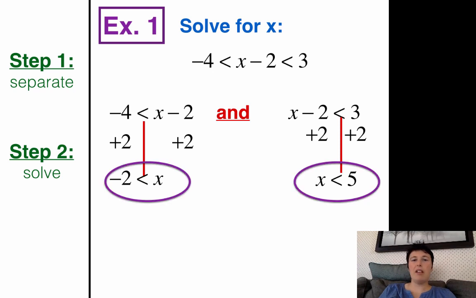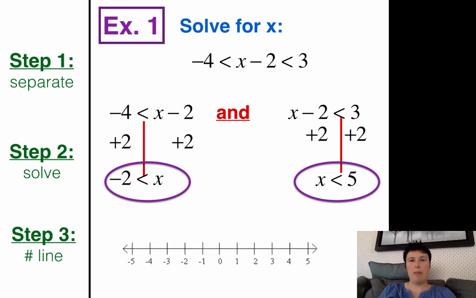Now for step 3, now that we have those solutions, we're ready for graphing. So step 3 is the number line. It's time to make a graph. So I'm going to set up my number line down at the bottom, put 0 in the middle, and put all my numbers on there, 1, 2, 3, 4, 5, -1 to -5. And then I'm going to graph each piece of this carefully.